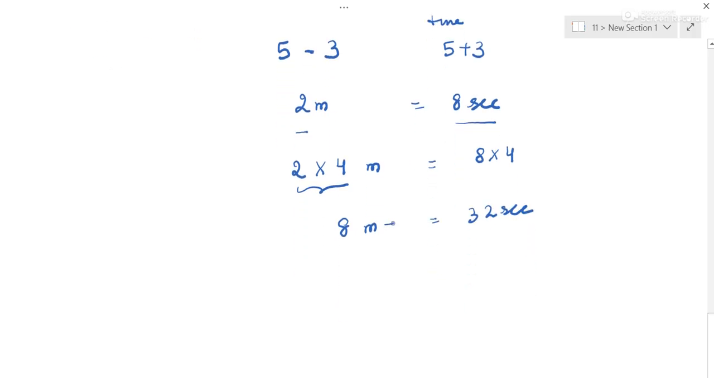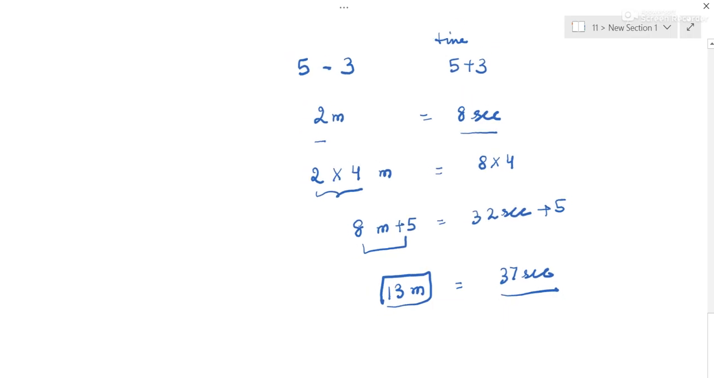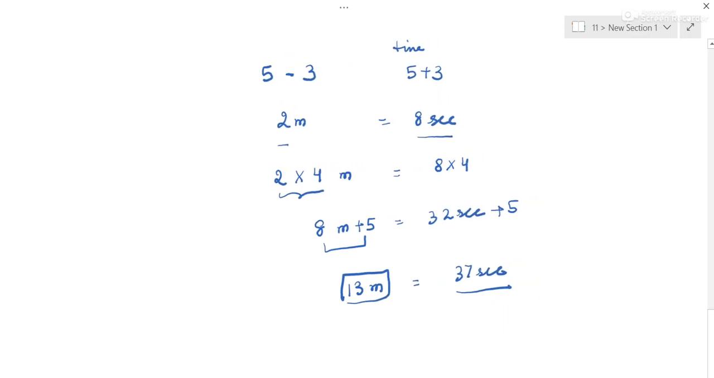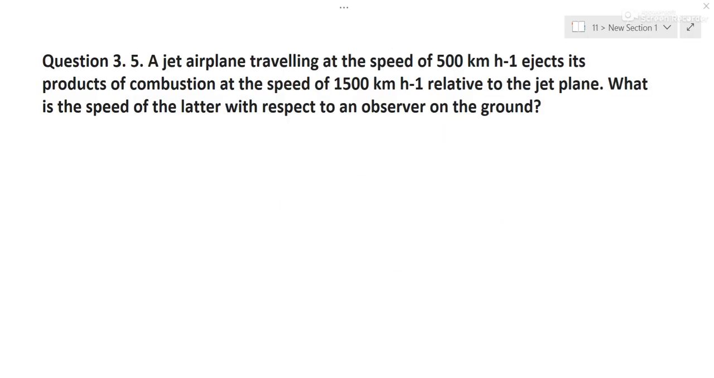Now 5 steps forward and 5 seconds added. So in 37 seconds he will fall into the pit which is 13 meters away. So both methods we have discussed. This is the alternative logical method, and that was the graphical method. So getting to the next question. So let us see this question.